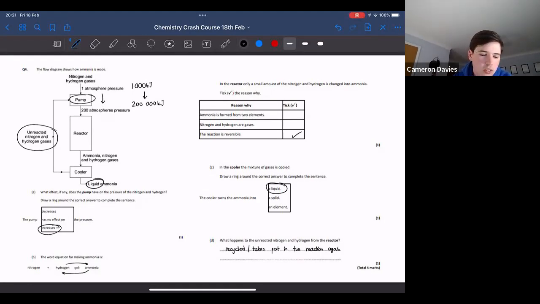What did I get in my GCSEs? I got a 9 in everything apart from maths. I got an 8, and I got a 7 in further maths.